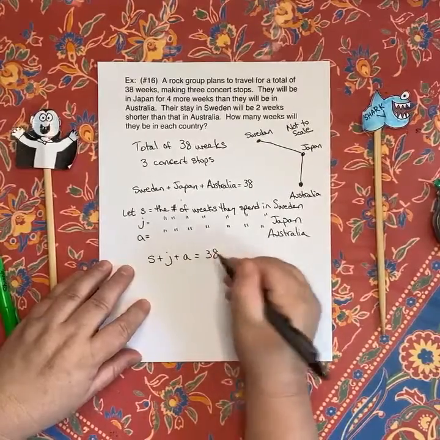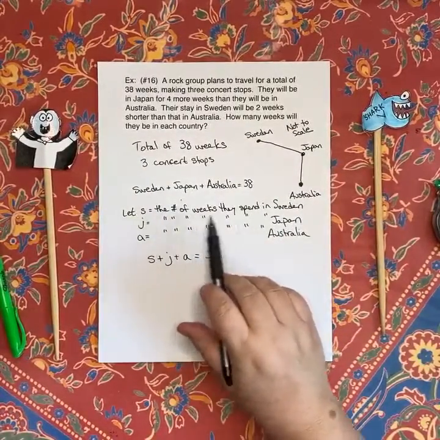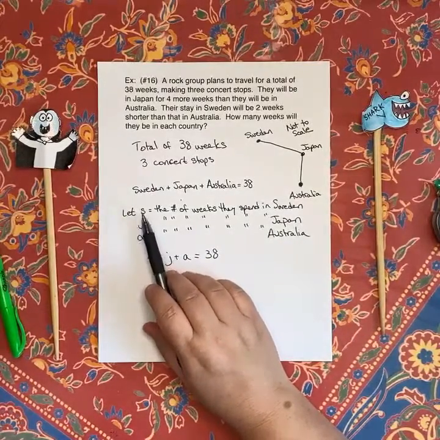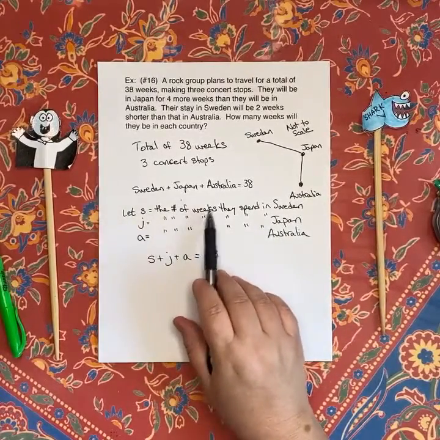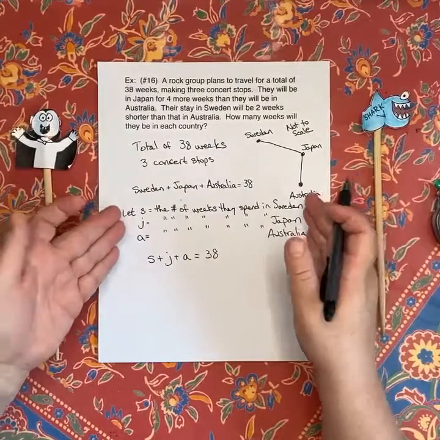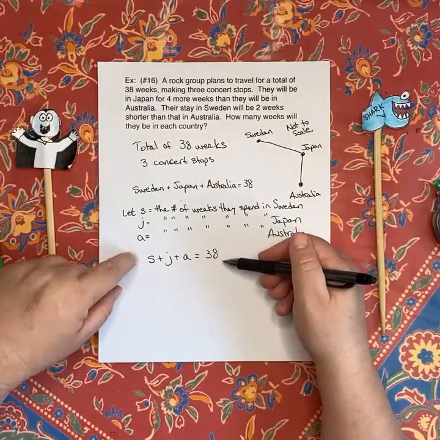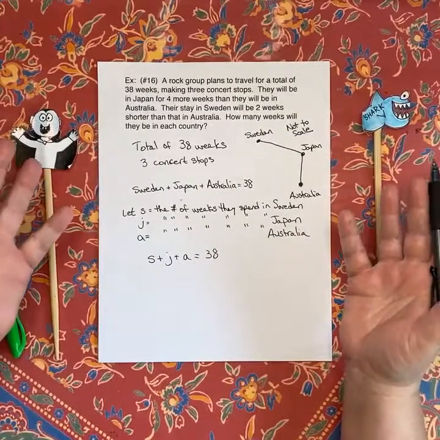Now let me stop for a minute. Even though I was lazy, I was not lazy with the first one. Let's take a close look at that. I didn't just say let S equal Sweden. I said let S equal the number of weeks they spend in Sweden. So when you declare your variables, try to be very descriptive. Okay, I still just have this. So this is an equation with 3 variables, and I've got nothing else to go on.